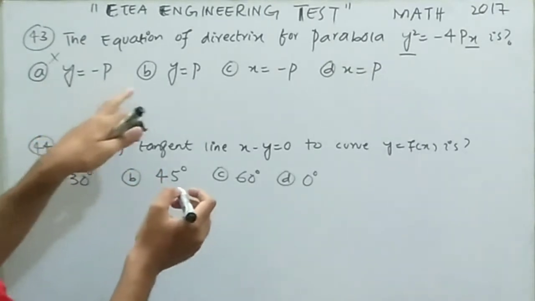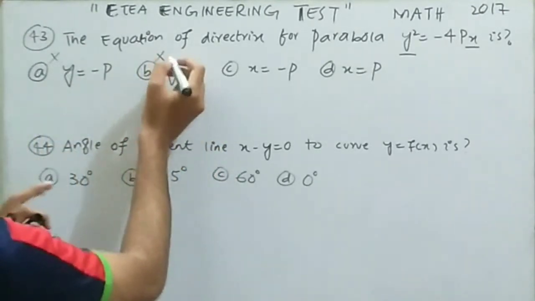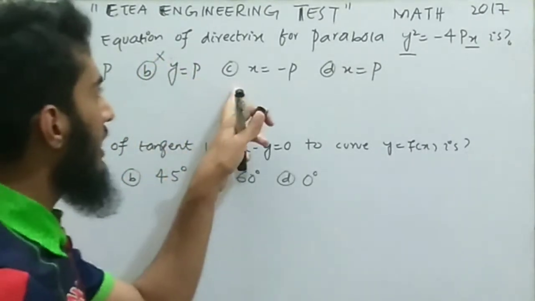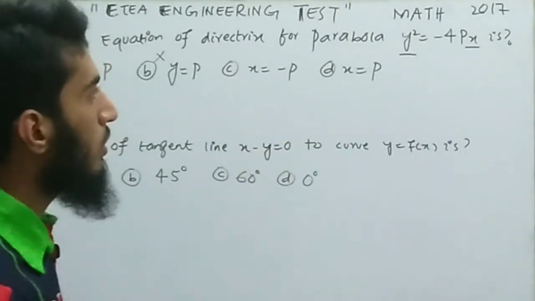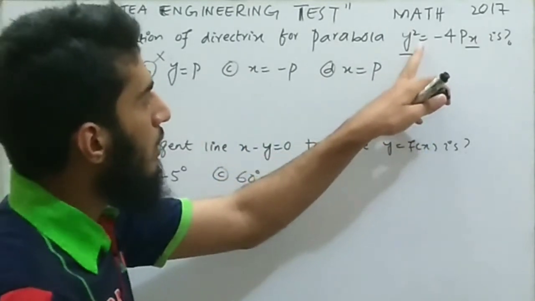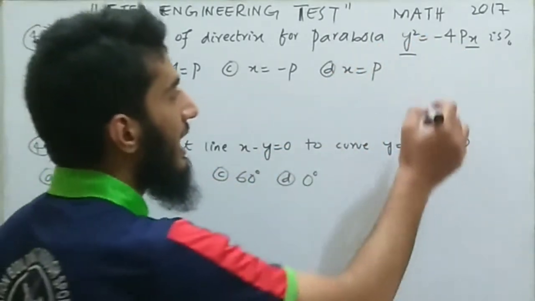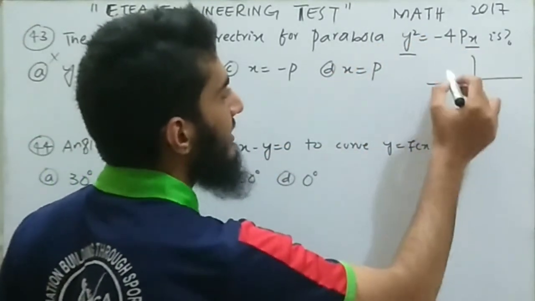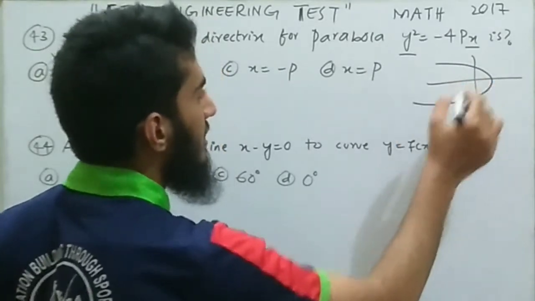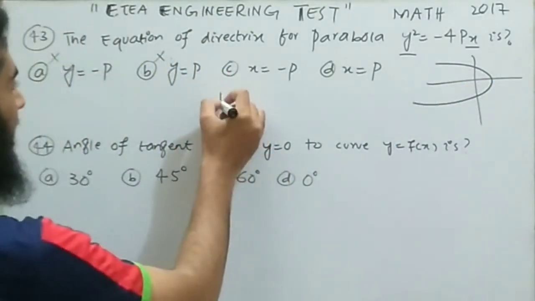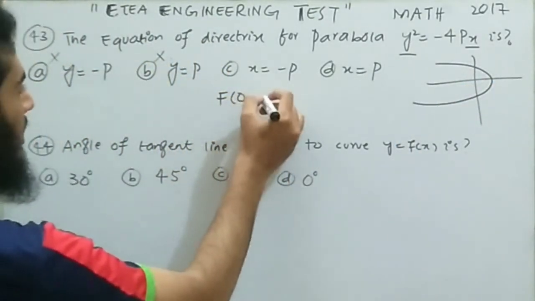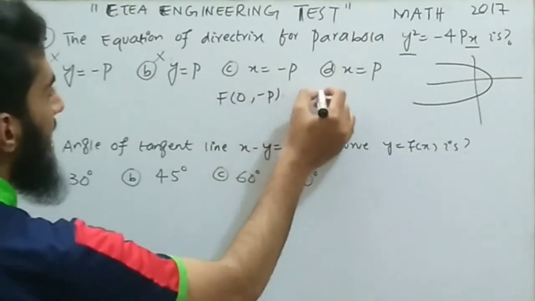Here we have y is equal to negative p, and here we have y is equal to p, so neglect these two options. So here we have C and D. Which option is correct? Look at y square is equal to negative 4px. It means that this parabola lies along the negative x-axis. This parabola will look just like this. So the focus of this parabola f will be negative p and 0.